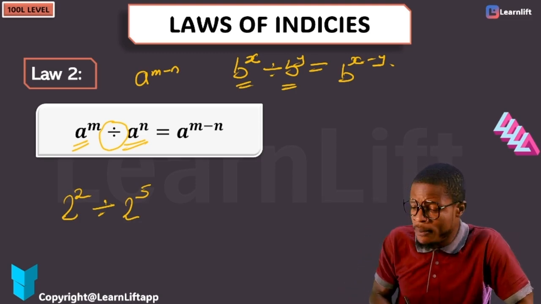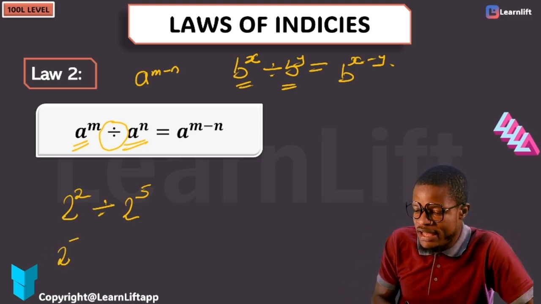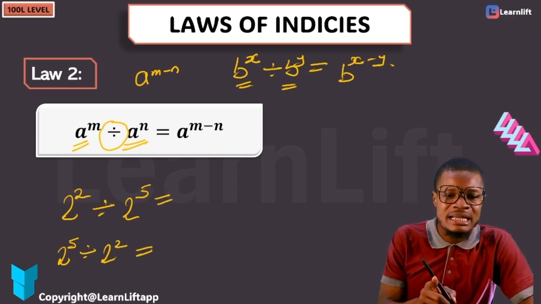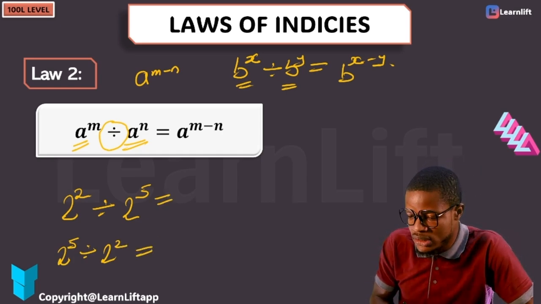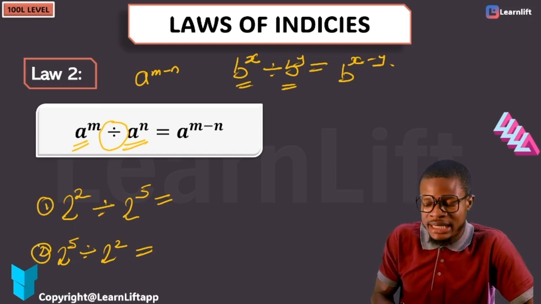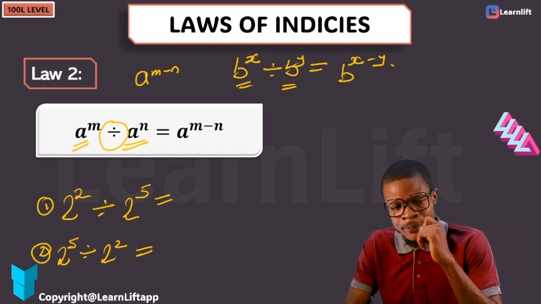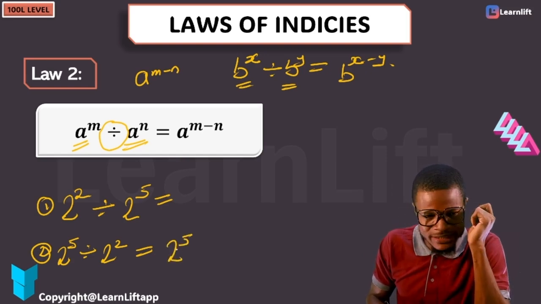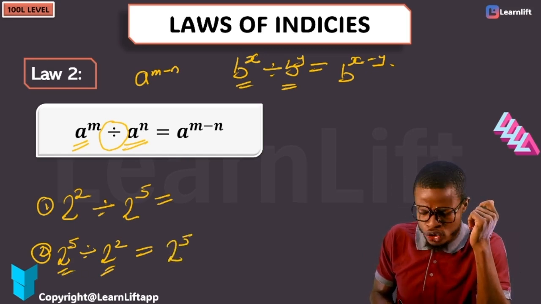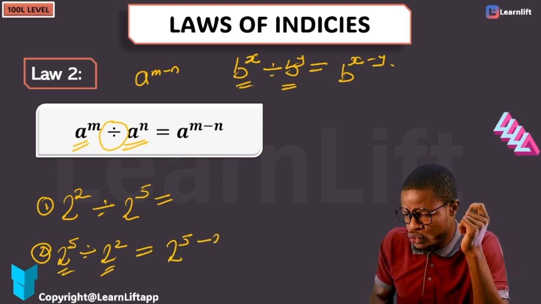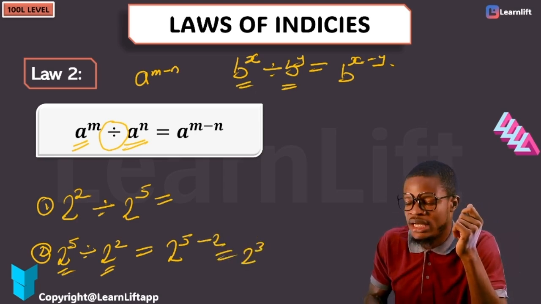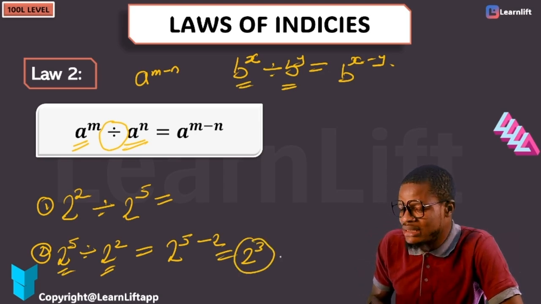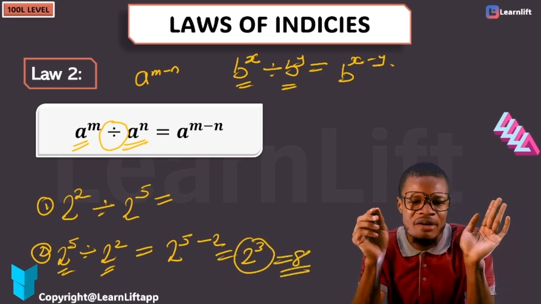It's different from 2 raised to the power of 5 divided by 2 raised to the power of 2. You are going to get 2 separate answers here. Okay, let's try this. Let's say this is 1 and then this is 2. Let's solve 2 first and see what it's going to become. That's 2 raised to the power of 5 over 2 raised to the power of 2, right? Their bases are the same. Subtract the power: 5 minus 2, and that's 2 raised to the power of 3. Now, 2 raised to the power of 3, what's the final answer? That's going to give us 8.